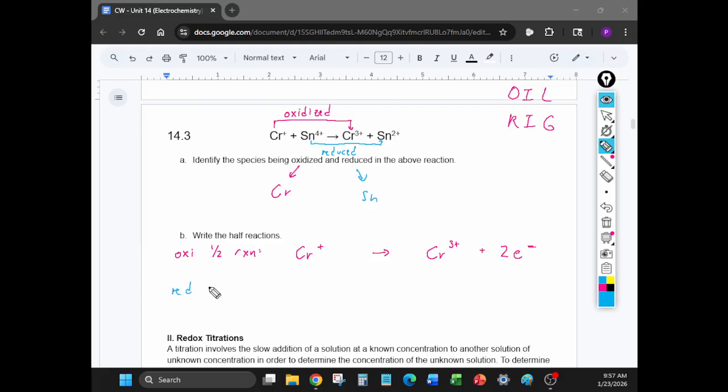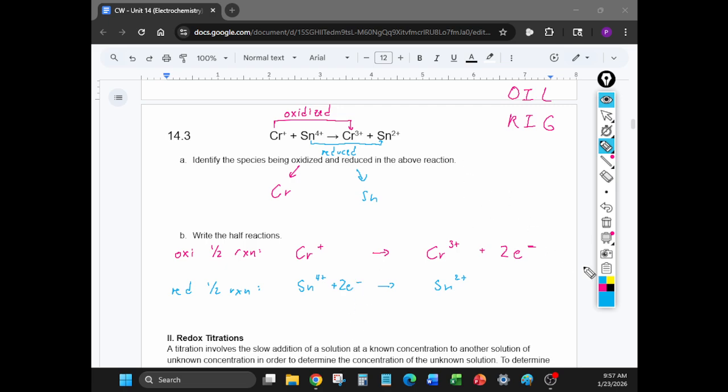And then for the reduction half reaction, we're going to take a look at Sn. On the reactant side, Sn is 4+. On the product side, it's 2+. And if you are being reduced, you are gaining electrons. You're combining with electrons. So that means that electrons are going to be a reactant. And we went from +4 to +2, so it's going to be 2 electrons.